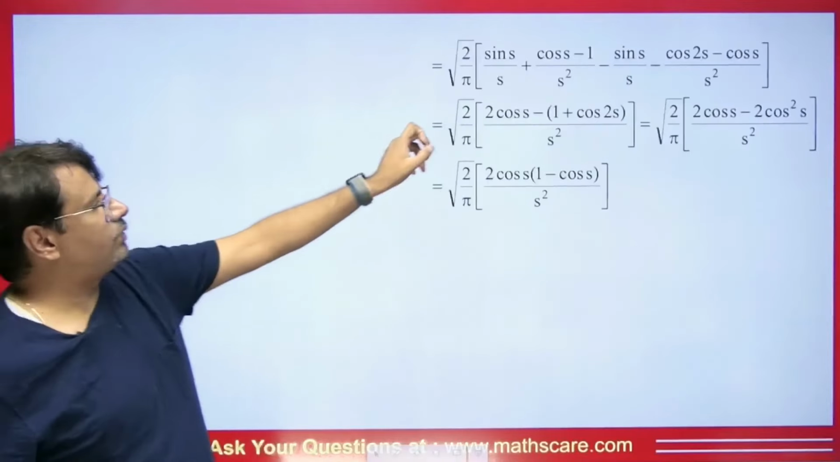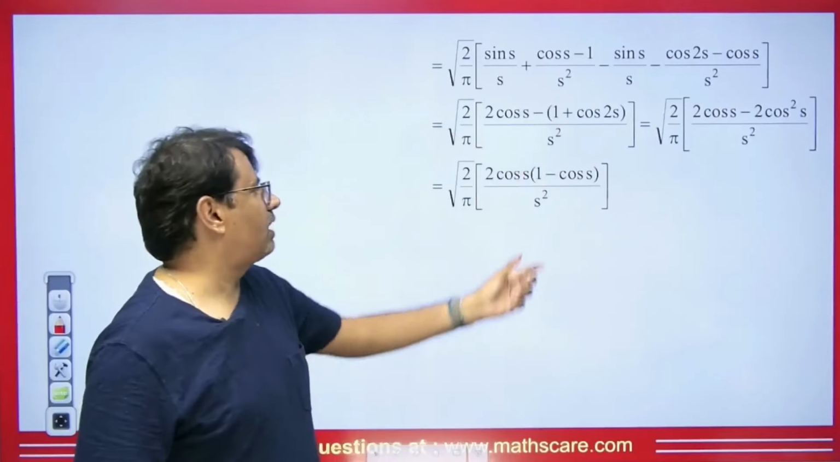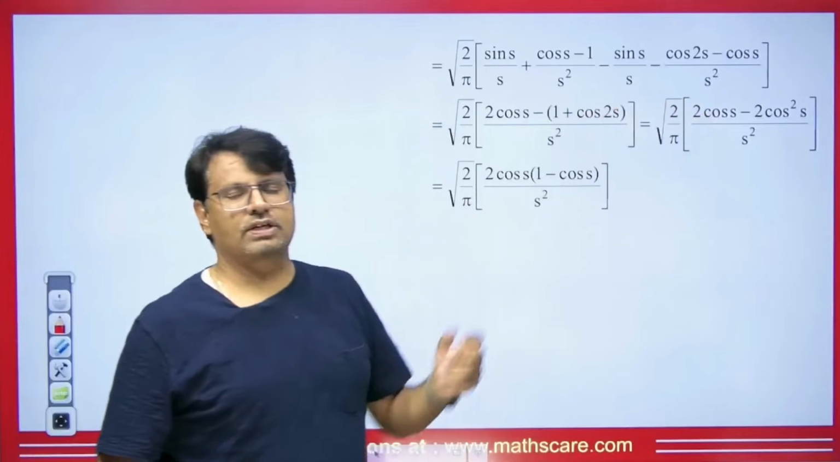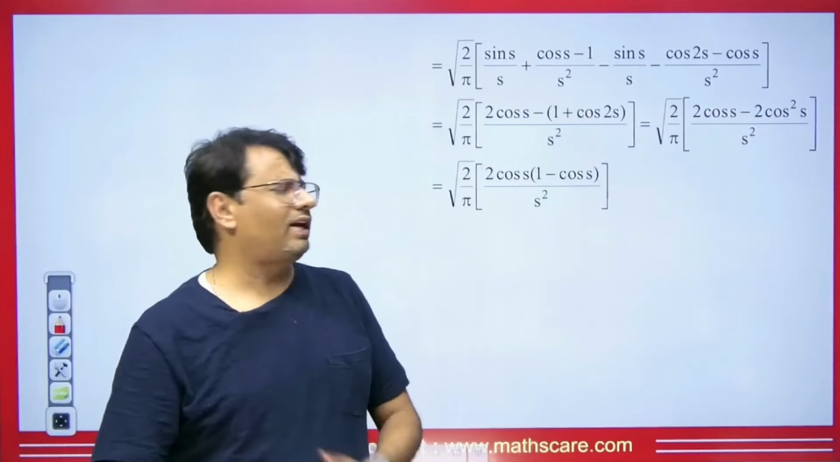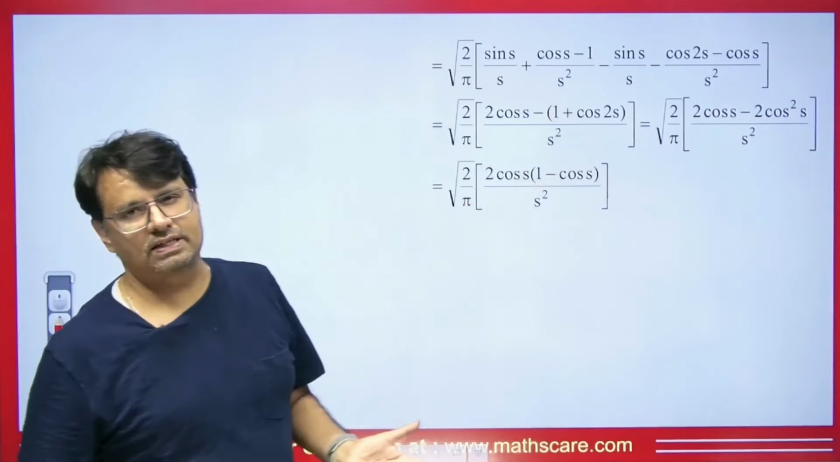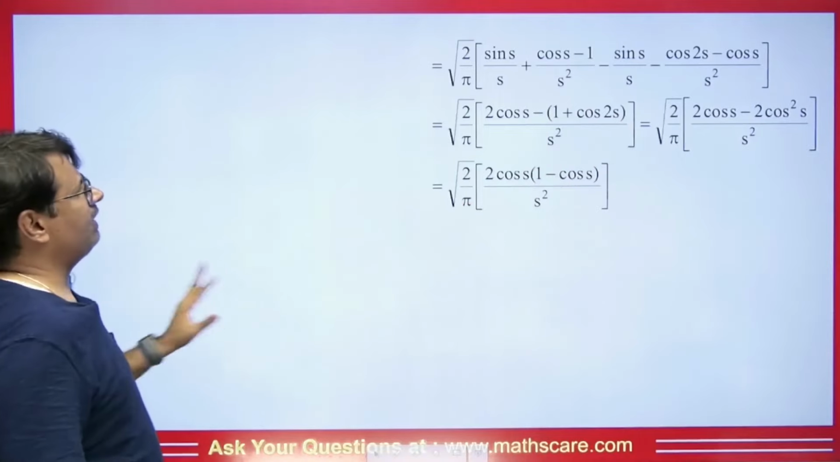In this solution, you can notice that we had cos 2s and then we substituted the value of cos 2s in the formula, which is 2 cos square s minus 1. And this 1 will cancel out with 1. So this will be our answer. Clear? Let's move ahead now.